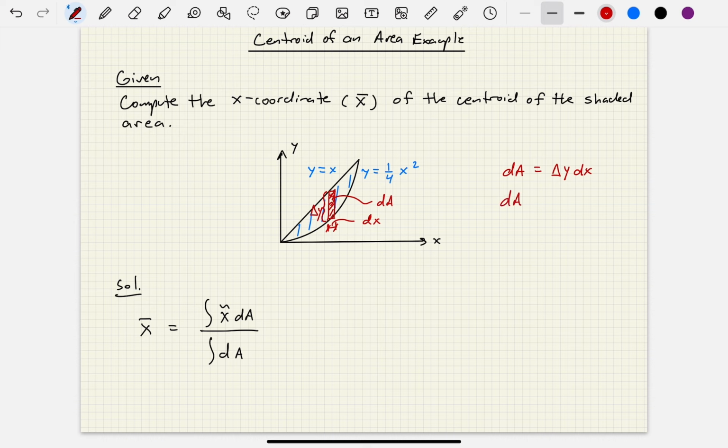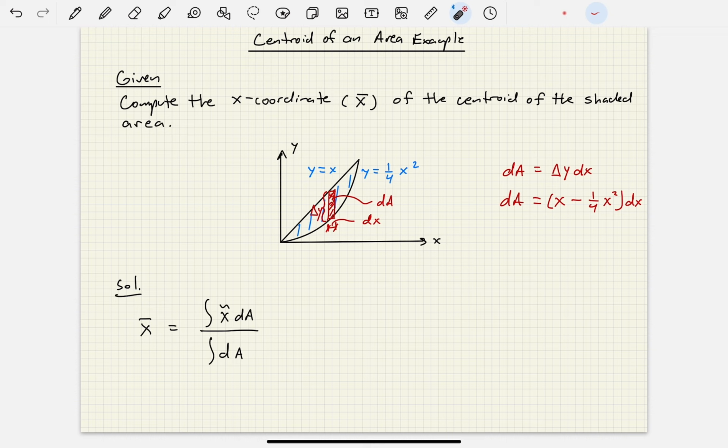So we can rewrite this as dA is going to be this function, the linear function, which is y equals x, minus this quadratic function right here, which is 1/4 x squared, and we'll wrap that up in parentheses. That's that delta y, and then times dx. So that gets us an expression or a formula for that differential element dA. So that takes care of both of these dAs, which is great.